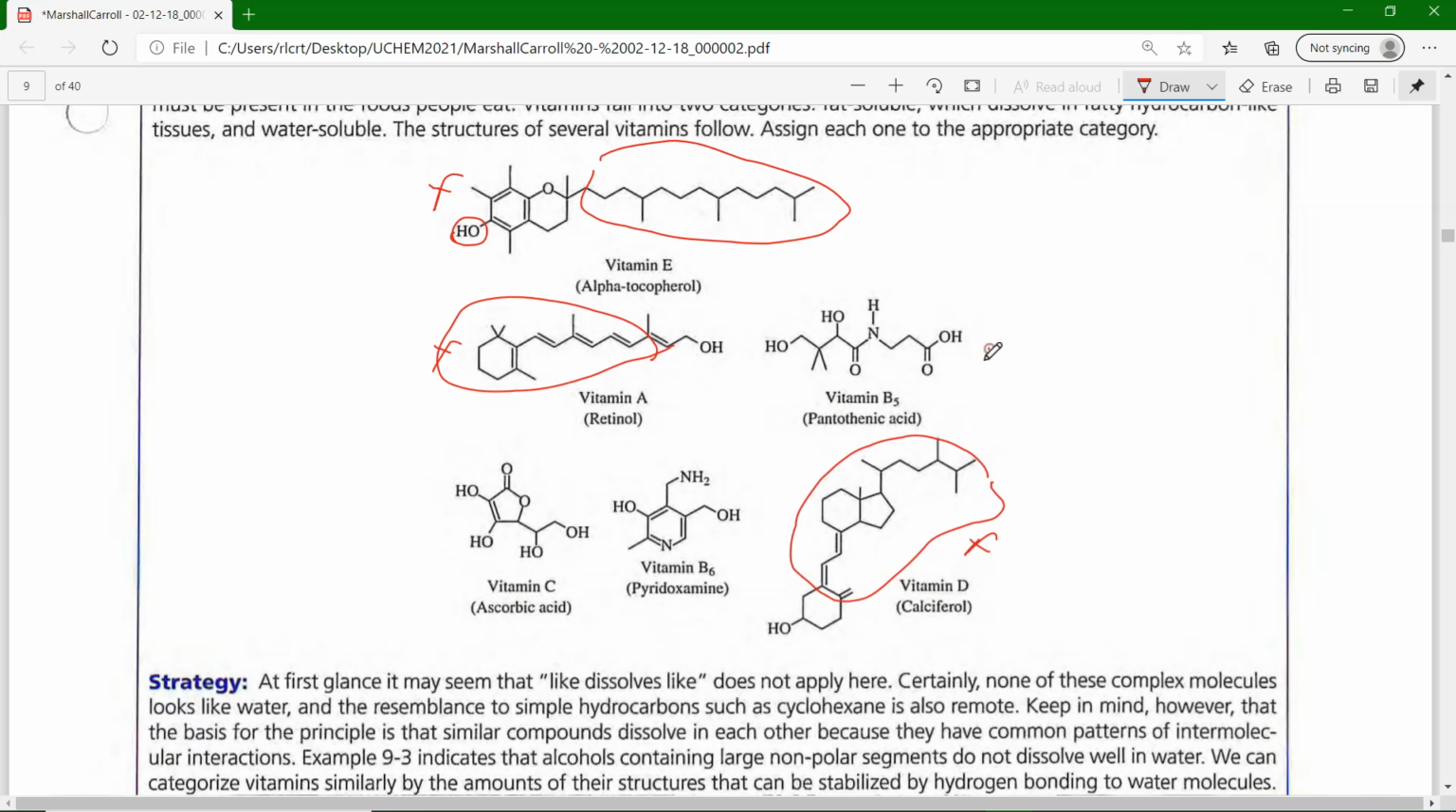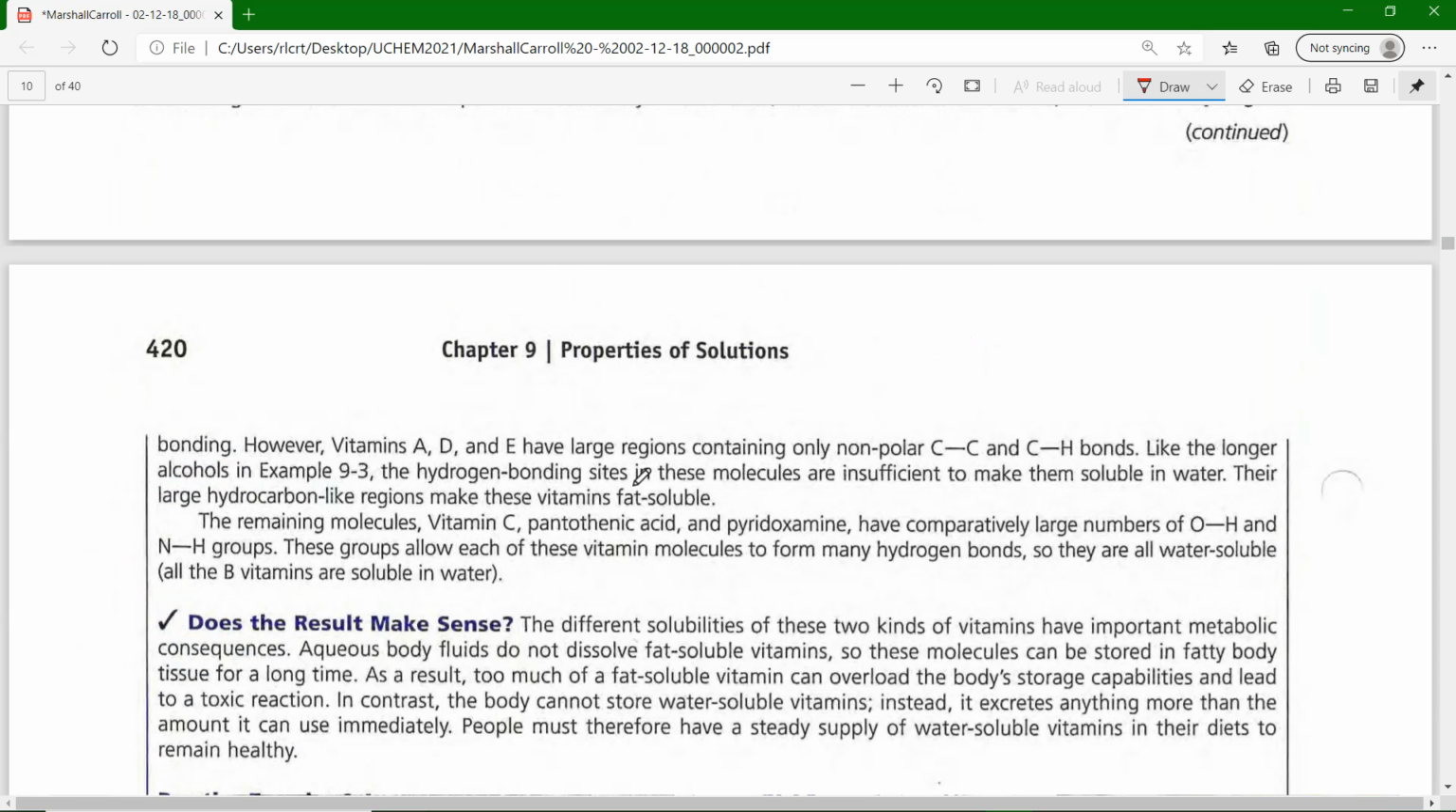The other ones, vitamin B5, vitamin C, vitamin B6, those are water soluble because you see lots of hydrogen bonding. Look at vitamin C, my goodness, 1, 2, 3, 4 hydrogen bond regions. Vitamin B5, 1, 2, 3 of them. Vitamin D, not much, right, good. Vitamin B6, 2 of them. Oh, then you also have NH2. So that's useful. A little bit of biochem there.